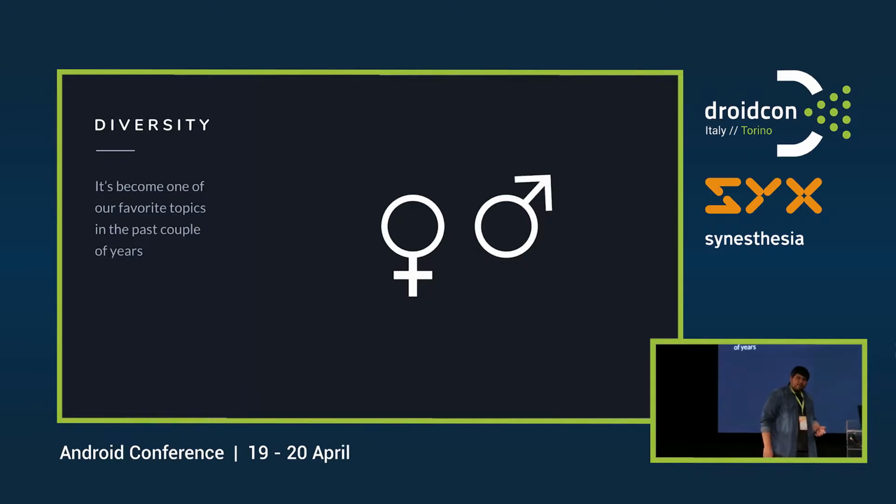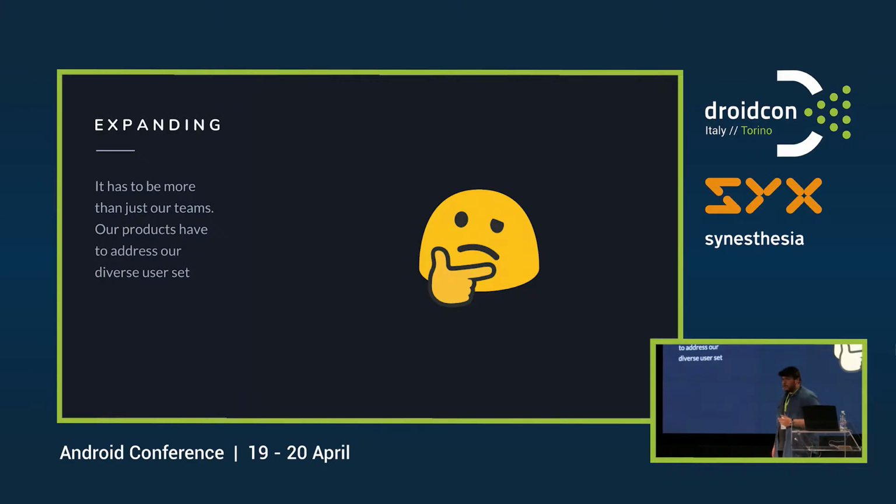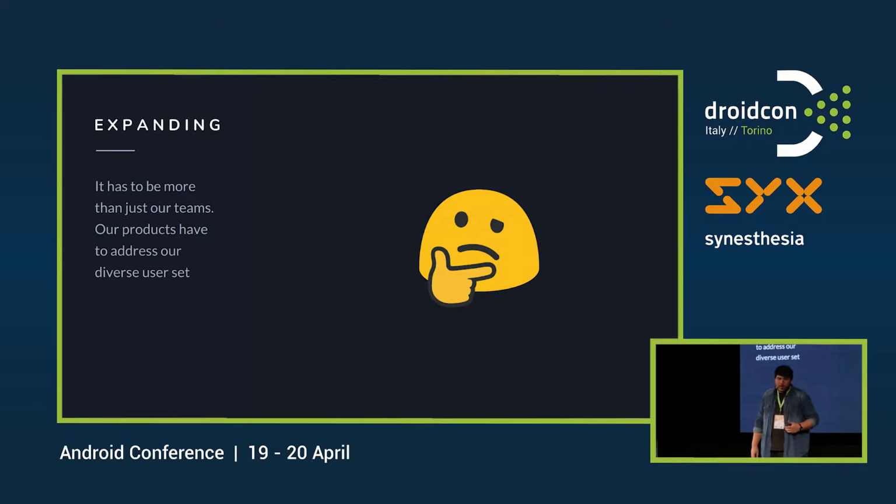But does it stop there? Is that all that there is to diversity? The answer is a very resounding no. We need to expand this ideology that we have that diversity is important. We need to expand that into our products. We need to think that the apps we build, the software we ship, isn't very accessible and usable to all kinds of users. Let me give you a few quick examples.